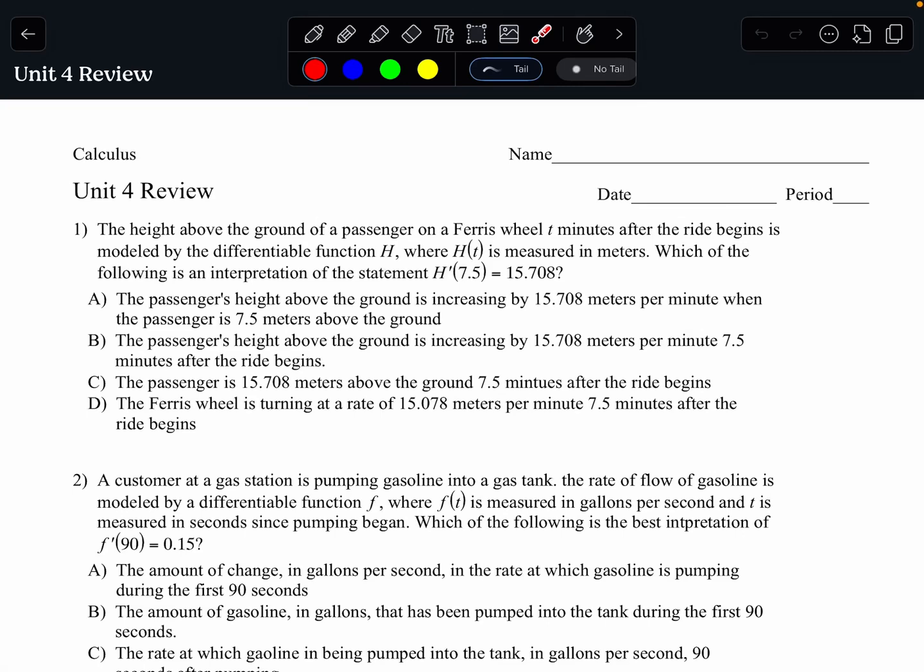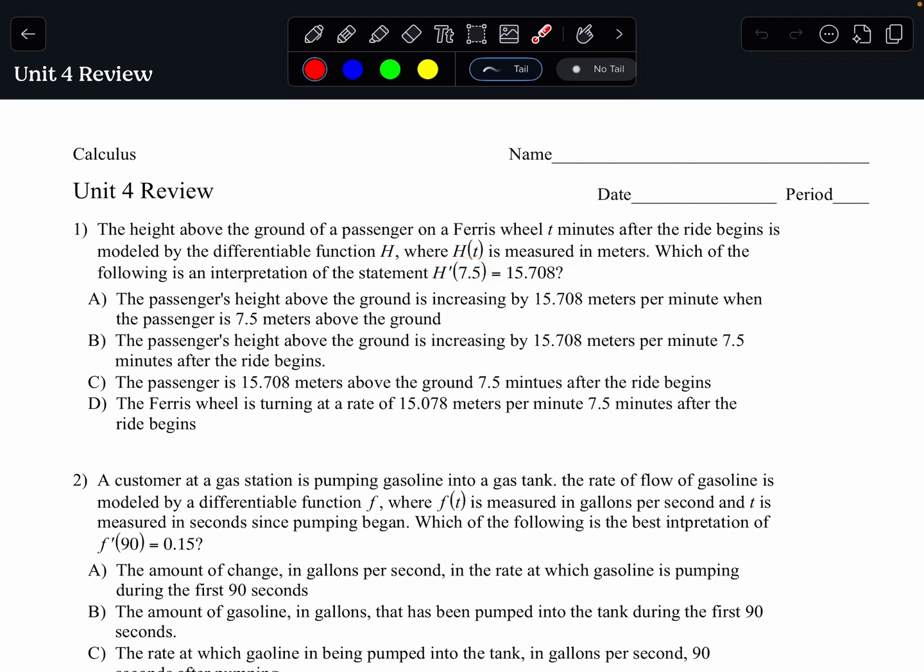Okay, this is going to be me going over the unit for review. The height above the ground of a passenger on a Ferris wheel t minutes after the ride begins is modeled by the differentiable function h, where h of t is measured in meters. Which of the following is an interpretation of the statement h prime of 7.5?